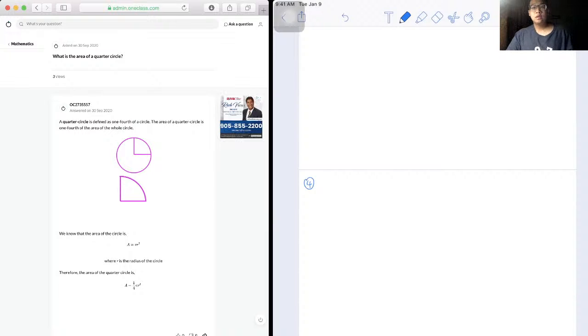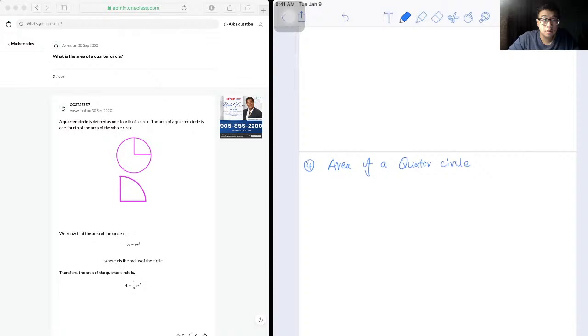Right. So for our next question, we need to find out the area of a quarter circle. Okay. Right. So a quarter circle is defined as 1/4. Divide one circle into 4 pieces, and we just take one of them. And so the area of a quarter circle is 1/4 of the area of a whole circle.